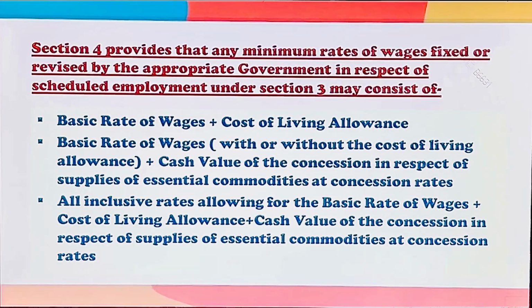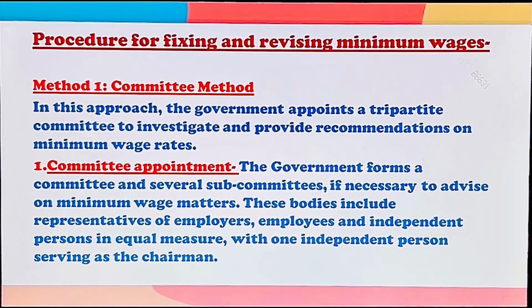Section 4 provides that any minimum rates of wages fixed or revised by the appropriate government in respect of scheduled employment under Section 3 may consist of basic rates of wages plus cost of living allowance, or basic rates of wages with or without the cost of living allowance plus cash value of the concession in respect of supplies of essential commodities at concession rate, or all inclusive rate allowing for the basic rates of wages plus cost of living allowance plus cash value of the concession in respect of supply of essential commodities at concession rate. Procedure for fixing and revising minimum wages.